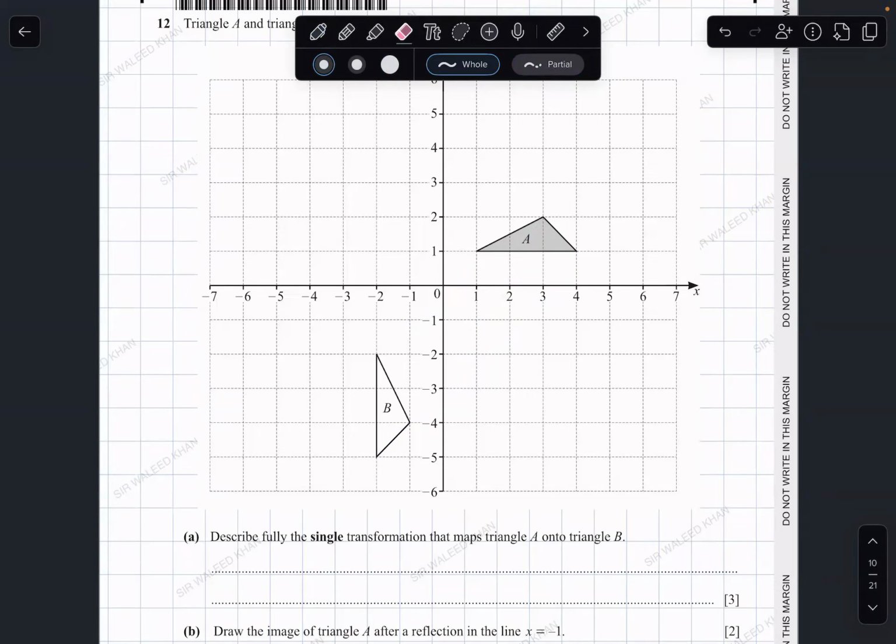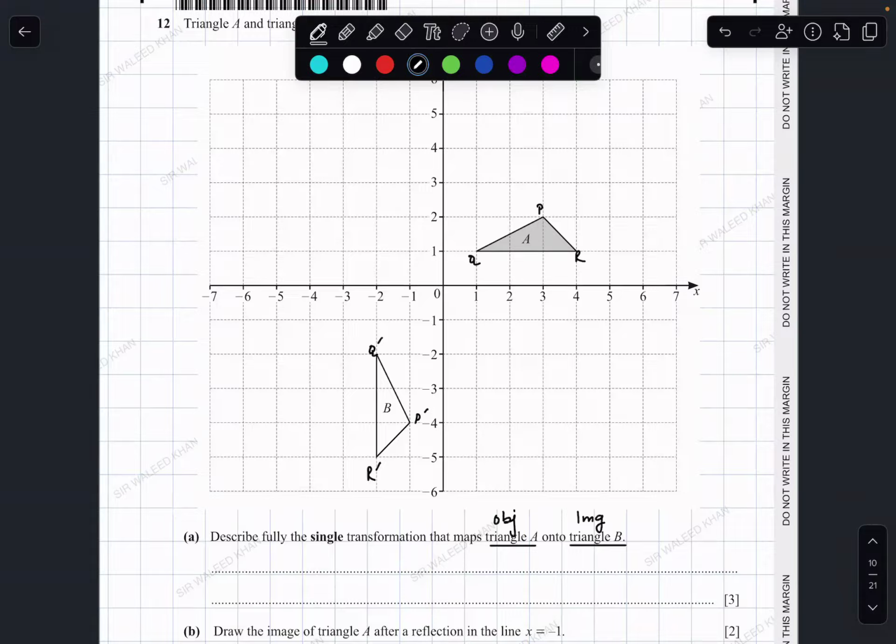Okay? To describe fully the single transformation that maps triangle A onto triangle B. Again, first of all, identify which one is the object, which is the image. So which one is the object? Triangle A. And B is the image. So I can just label the vertices. A is the object. Let's say this is P, Q, and R. So that makes this P dash, Q dash, and R. P prime, Q prime, and R.